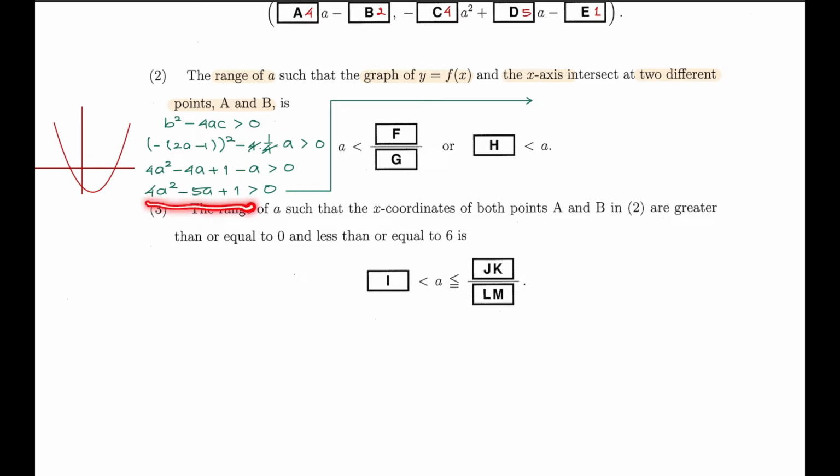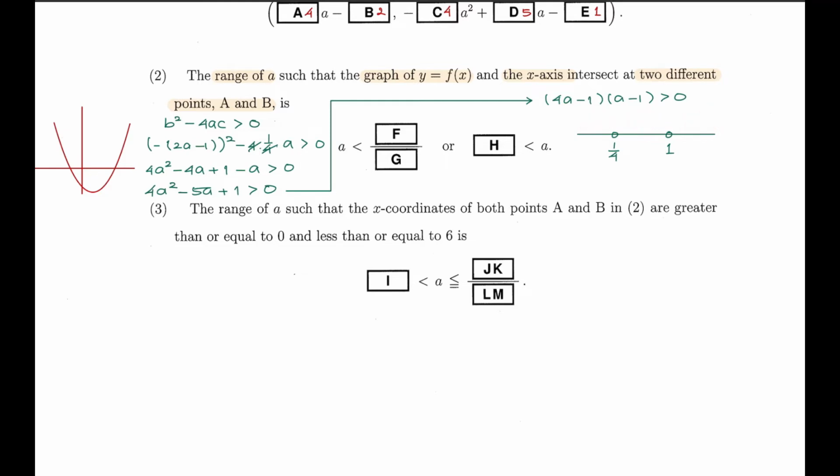If we factorize this quadratic equation, we will obtain 4A minus 1, A minus 1 greater than 0. So I will get two critical values of A, which is 1 over 4 and 1. And then we have to use the number line since we have an inequality here. So I will draw the number line and then put the critical values there. I have 1 over 4 and 1. And then we determine the sign in this region.